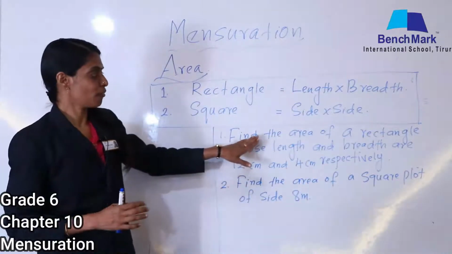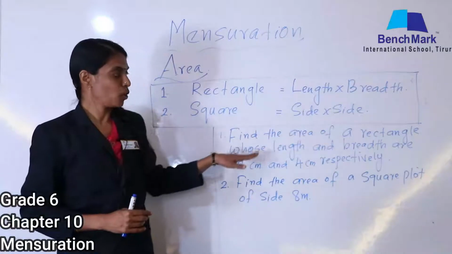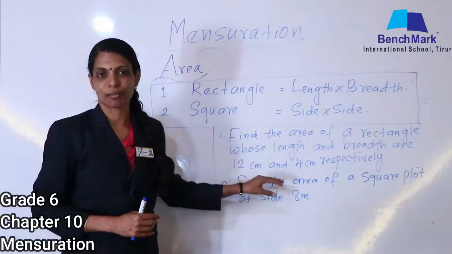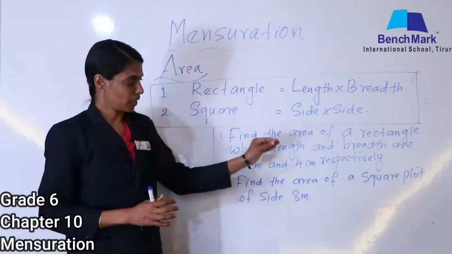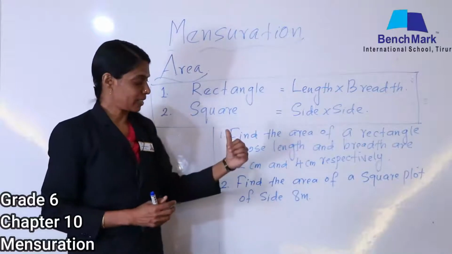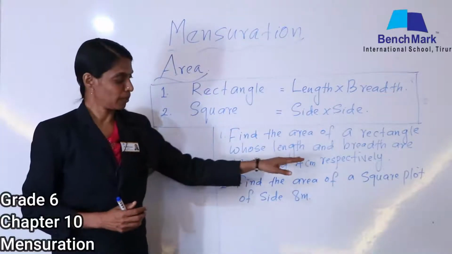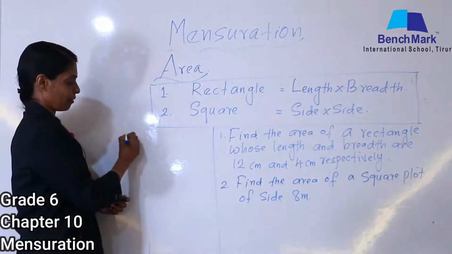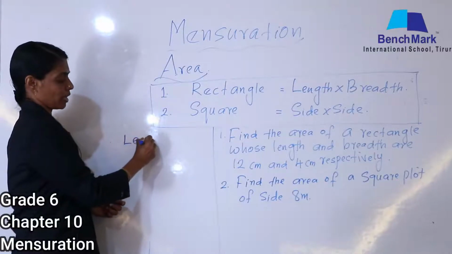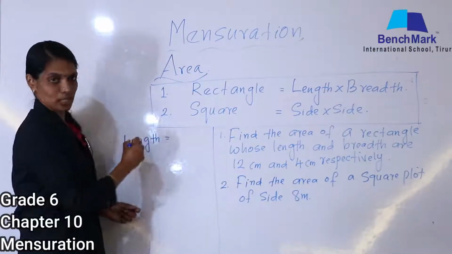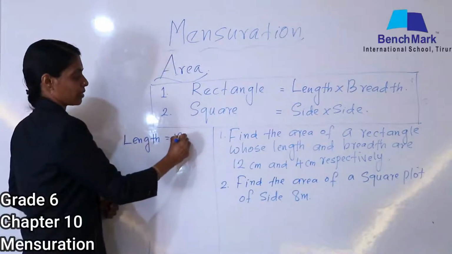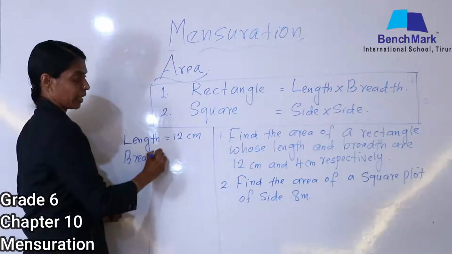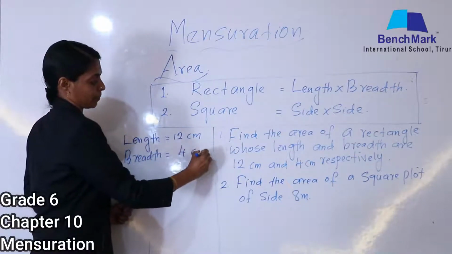The first one is: find the area of a rectangle whose length and breadth are 12 centimeters and 4 centimeters respectively. So the question is given to you in that the length of the rectangle is given to you, breadth is also given. So let's write the answer with the correct steps. As we have learned already, we have to go for writing the steps according to the question. So length is 12 centimeters and breadth is given as 4 centimeters.